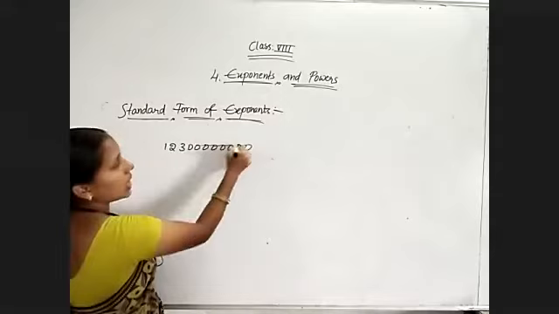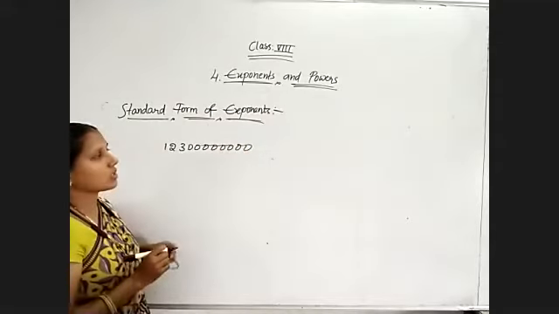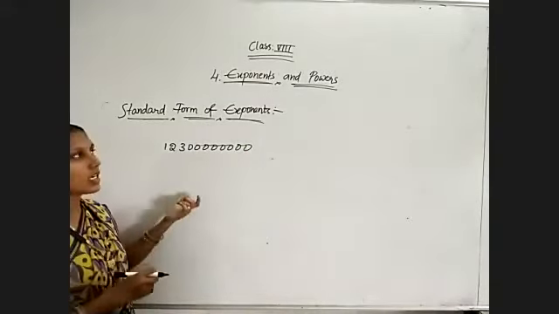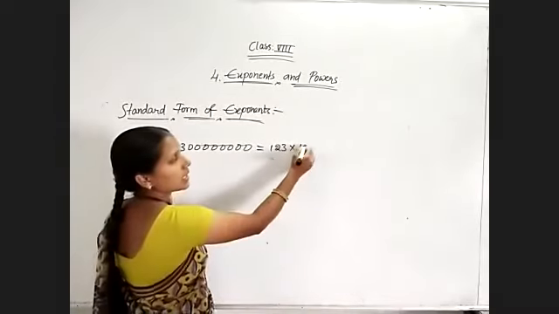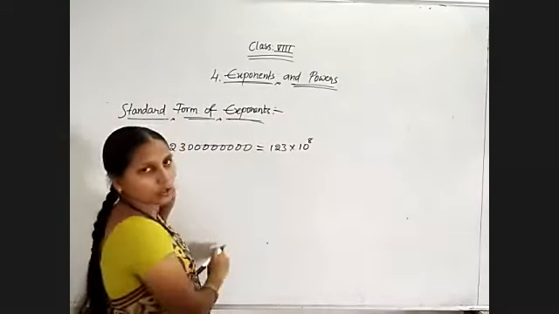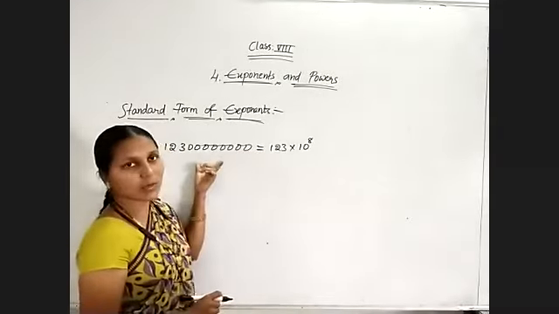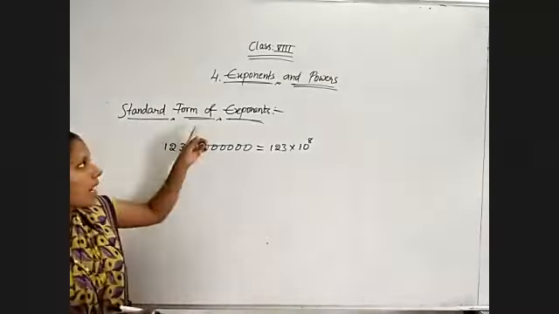Suppose we have a very large number like this, so I can't read and write it easily. For that sake, I am using the exponent. So how am I expressing this number using the exponent? 123 into 1, 2, 3, 4, 5, 6, 7, 8 means 10 is multiplied 8 times, so 10 to the power of 8. So this is the exponential form of this number, but still it is not in the standard form.